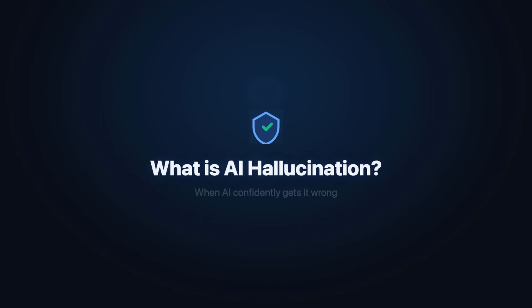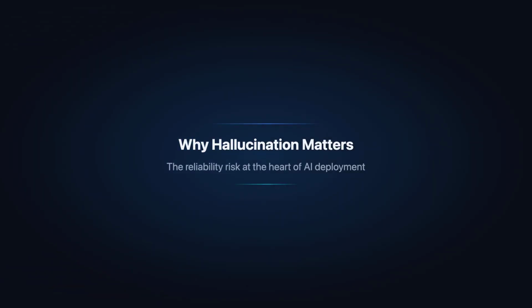AI hallucination is when a language model generates text that is factually incorrect, fabricated, or unfounded, and presents it with complete confidence. It is one of the most important limitations of current large language models and a central concern in enterprise AI deployment. Let us examine why AI hallucination is such a fundamental challenge and what makes it so difficult to detect and eliminate.